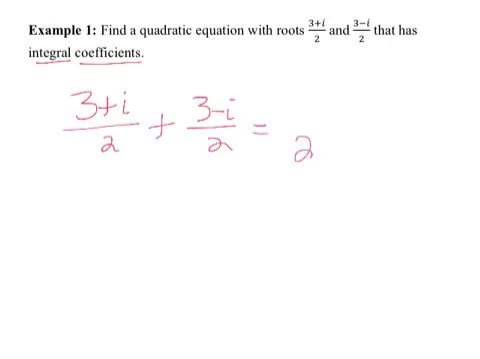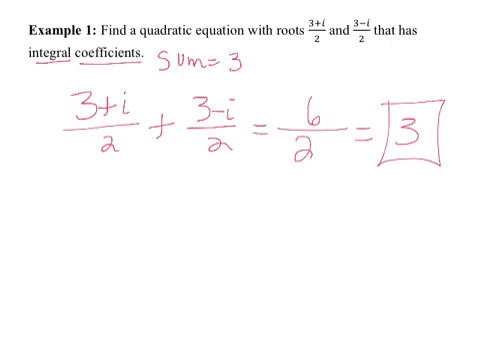Common denominator means carry it over. Add the numerator. You get 6 plus 0, or just 6. The i's cancel, giving you a value of 3 for the sum of roots. And that's really negative b over a.